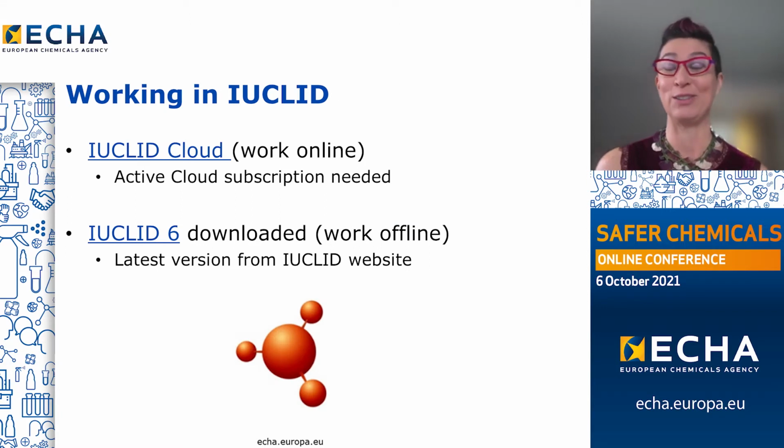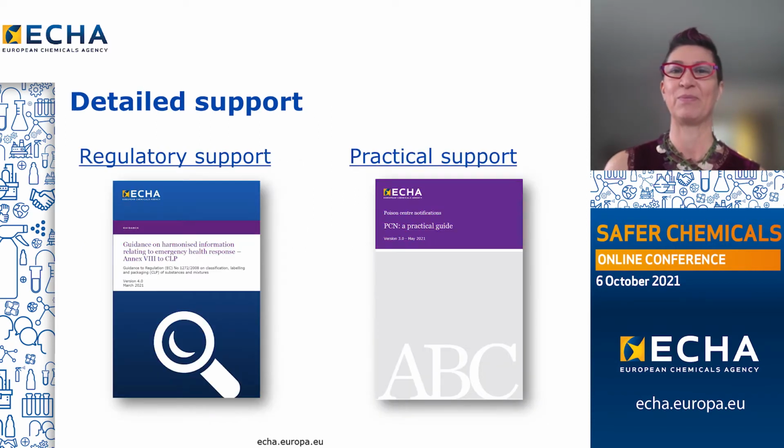So as this is a Euclid tour, we are working in Euclid, and you have two options. You can work online in the Euclid cloud, provided you have an active cloud subscription, or you can download the latest version from the Euclid 6 website, and the links are available on the screen. We also have quite a lot of detailed support on our Poison Centre website, but two main areas of support I'd like to draw your attention to is our regulatory support, which is our guidance on Annex 8, and our practical support, which is the PCN Practical Guide.